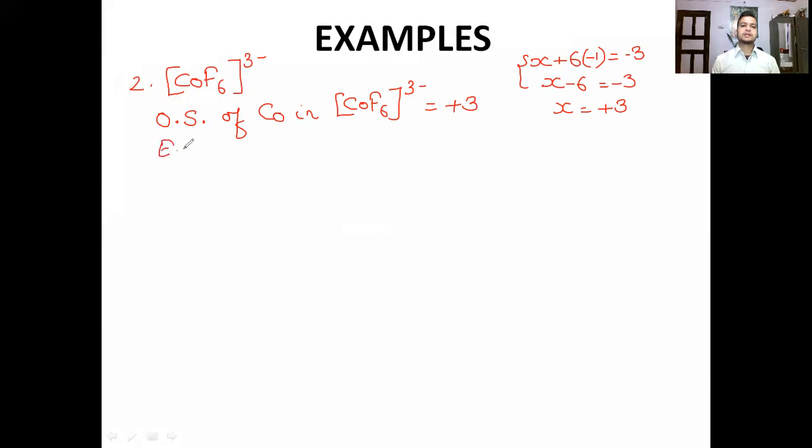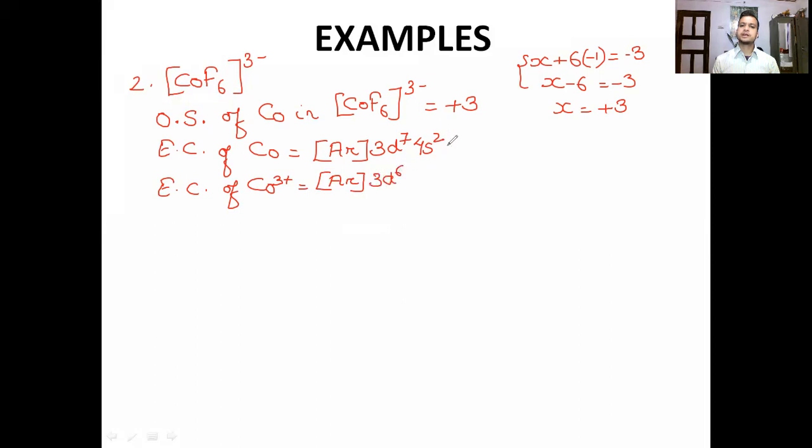Then the electronic configuration, I'm writing EC, of cobalt will be argon 3d7 4s2, since the atomic number of cobalt is 27. Then the electronic configuration of Co3+, because we know that it is not present as cobalt, it is present as Co3+. So you remove 3 electrons, simple. It will be 3d6: 2 electrons you remove from 4s2, and 1 electron will go from the d orbital.